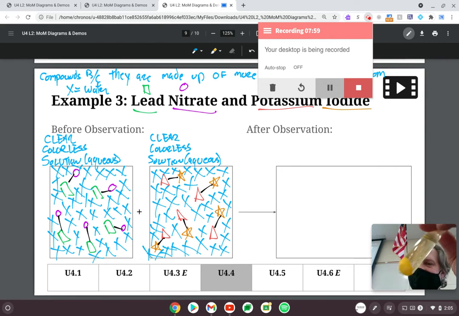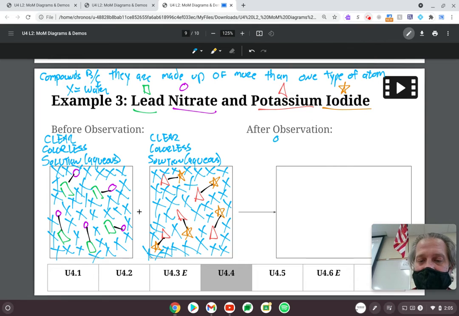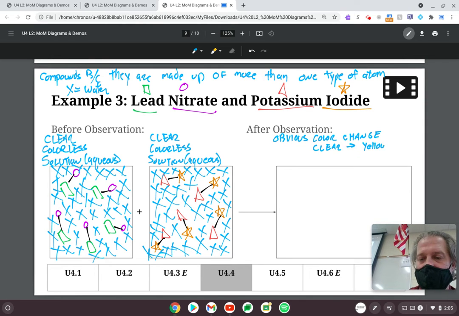So some obvious observations that we made was that there was an obvious color change. I heard a lot of people say that. From clear to yellow. What else could we make an observation about? What state of matter would you describe? Chunkier? Solid. A solid was formed?